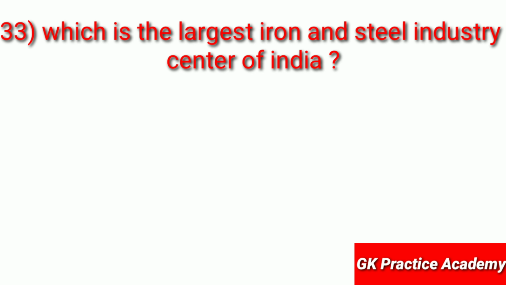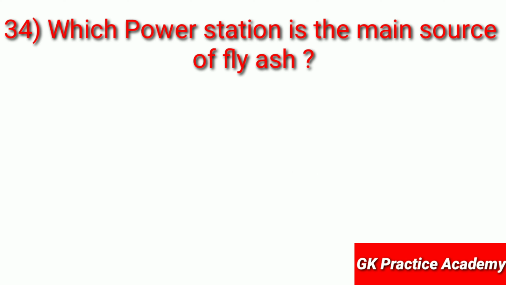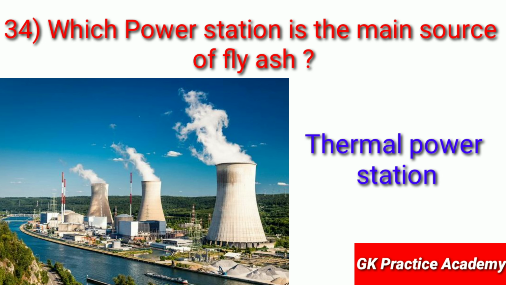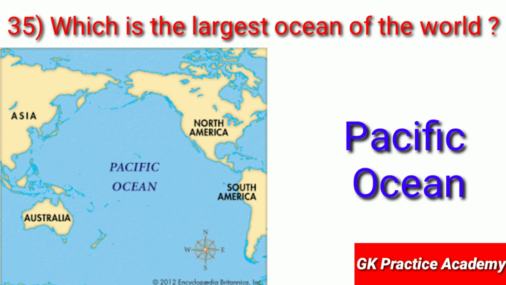Question number 33. Which is the largest iron and steel industry center of India? Answer is Bhilai in Chhattisgarh. Which power station is the main source of fly ash? Thermal power station. Last question, which is the largest ocean of the world? Pacific Ocean.